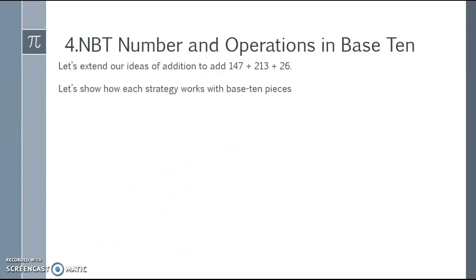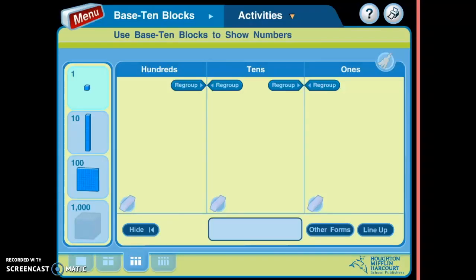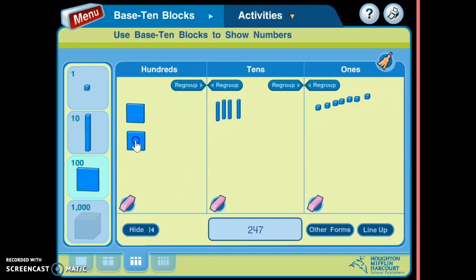Let's extend our ideas into addition and show how this strategy works with base 10 pieces. Here I have our base 10 blocks using one of our interactive virtual manipulatives. So I need to start with 147. 1, 2, 3, 4, 5, 6, 7. I need to add 213. And I need to add 20.